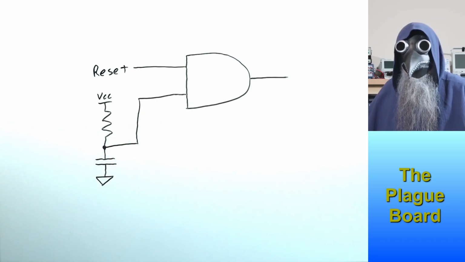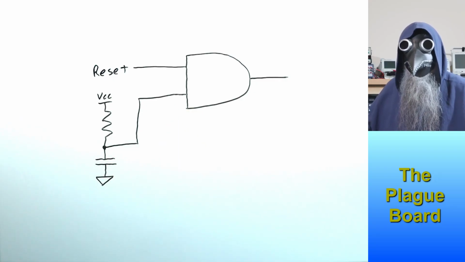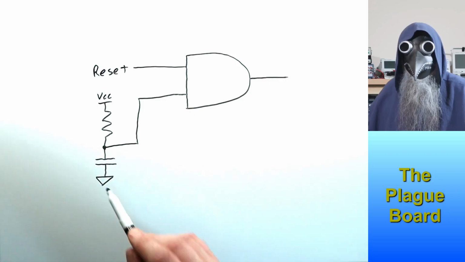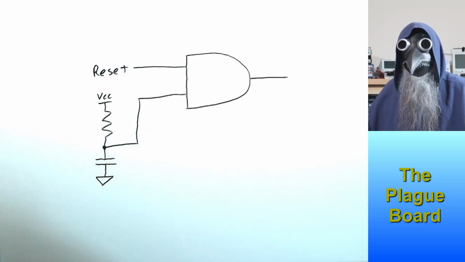Now when VCC is first applied, the capacitor will look like a short to ground. So this input of the AND gate will be low, which will reset the CPU. As the capacitor charges up through this resistor, it'll slowly pull this input of the AND gate high, which will then take the CPU out of reset.